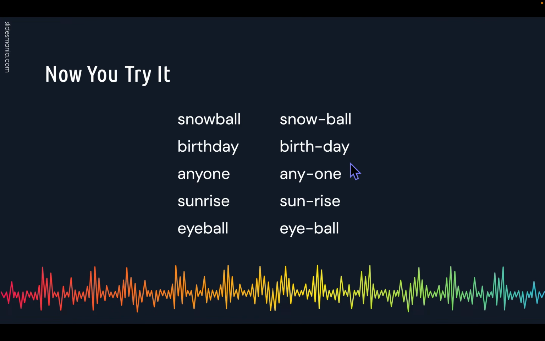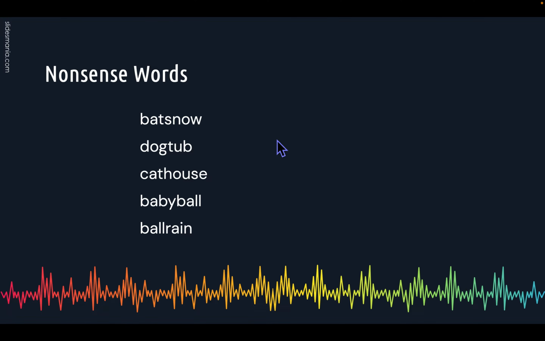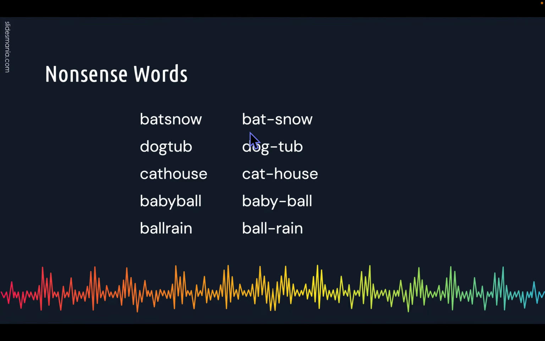Snowball, birthday, anyone. Right here, any has 2 syllables, but it's 1 word, so we're just leaving it like this. Sunrise, eyeball. Here are some nonsense words. These are compound words where I took some real words and put them together. I want you to divide between the words. Don't worry about if any of the words have multiple syllables. Bat snow, dog tub, cat house, baby ball. So baby has 2 syllables, but we're just splitting between the words here. Ball rain.